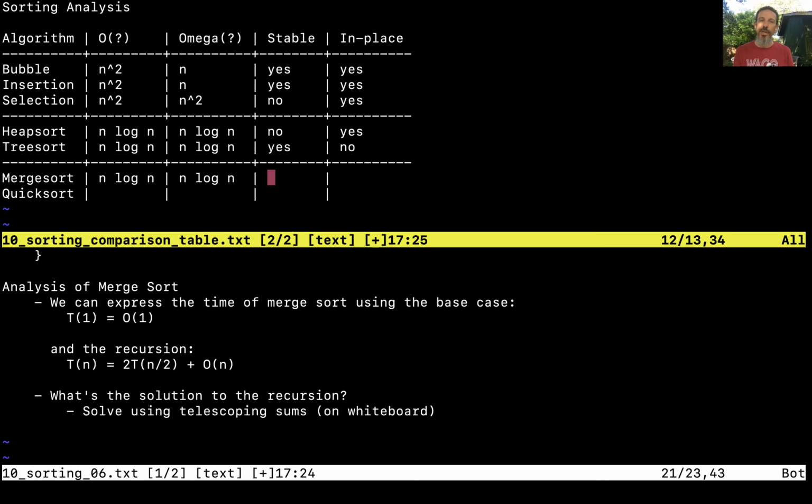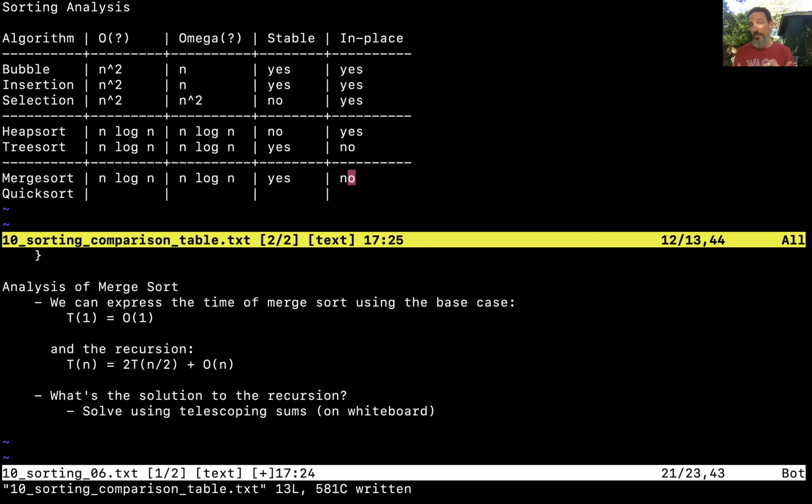Is it a stable sorting algorithm? Well, we mentioned this in the previous lecture. Yes, it can be made stable. Does it operate in place? No, not easily. We have to have this extra buffer that we merge into and then copy back out of. So that's merge sort.